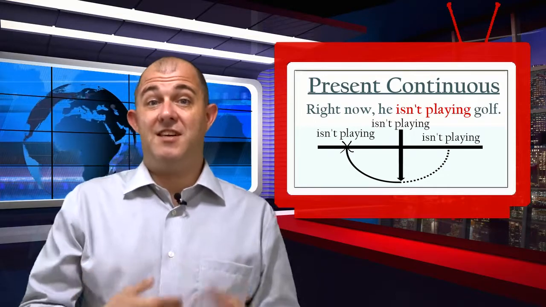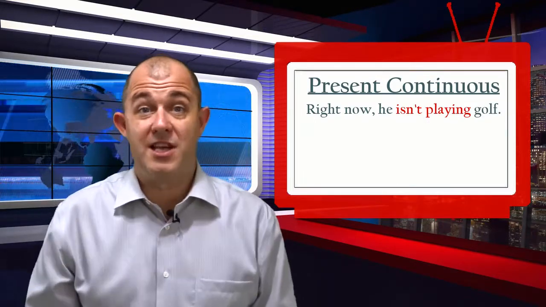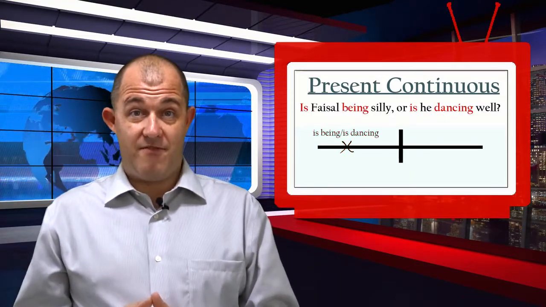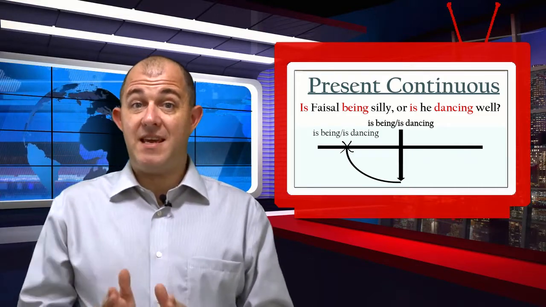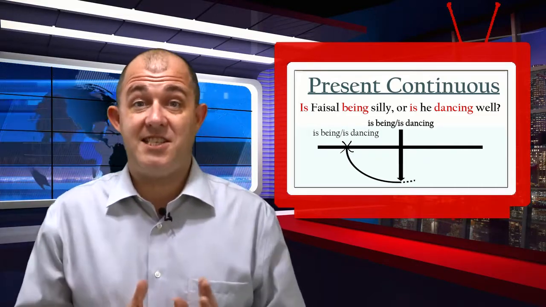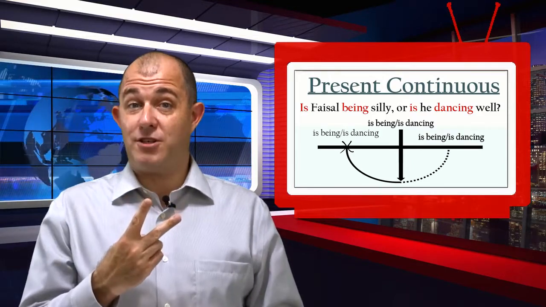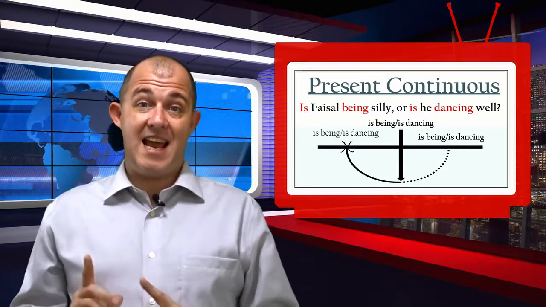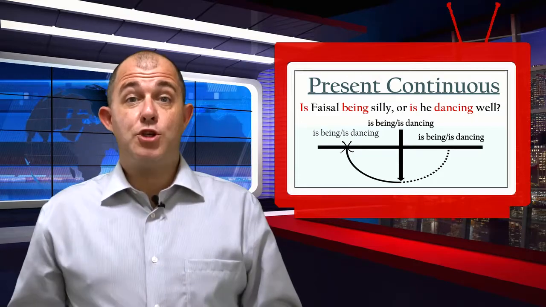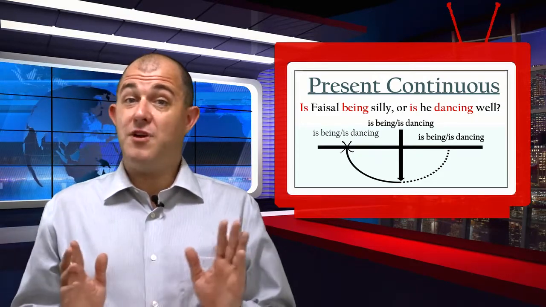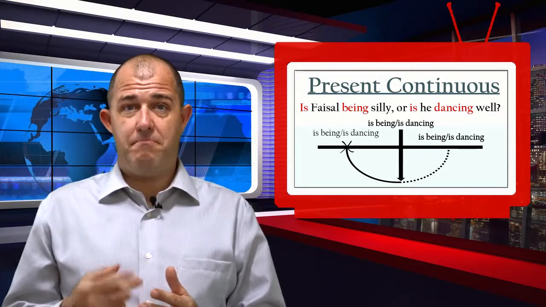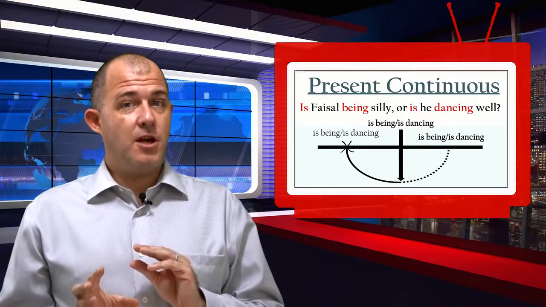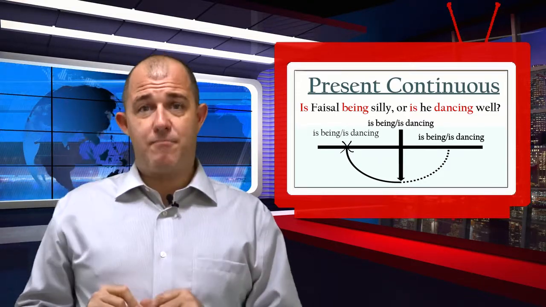So it's a continuous negative action, or maybe you could say a non-action in this case. Now, for the question that we have regarding Faisal, is he being silly or is he dancing well? We have two actions in the present continuous, is being and is dancing. Normally, to be is a verb that we do not use in continuous tenses, but as you will see, to be is one of the verbs that can be used with a special meaning in the present continuous.